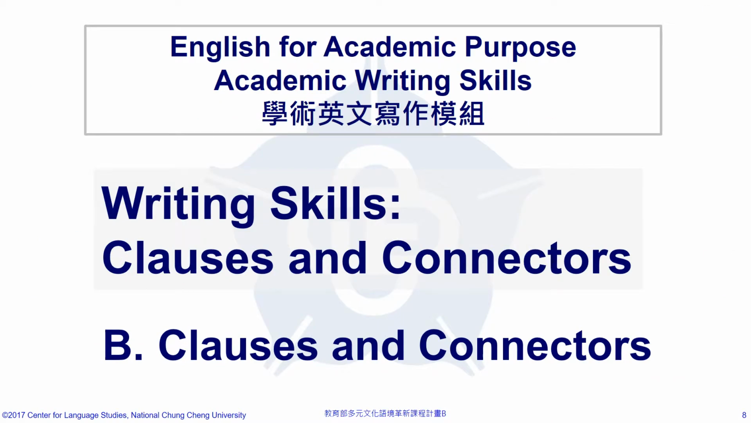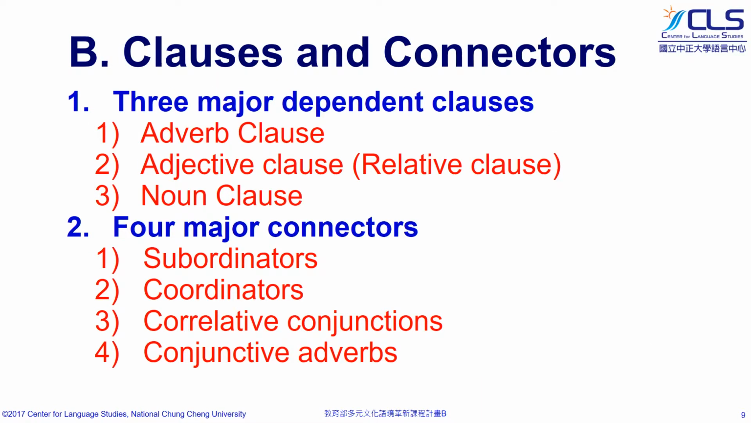Now, let's move on to learn the clauses and connectors. As we already know, there are different types of dependent clauses, and in this lesson, we'll be focusing on the three major dependent clauses: adverb, adjective, and noun clauses, and the four major connectors: subordinators, coordinators, correlative conjunctions, and conjunctive adverbs.